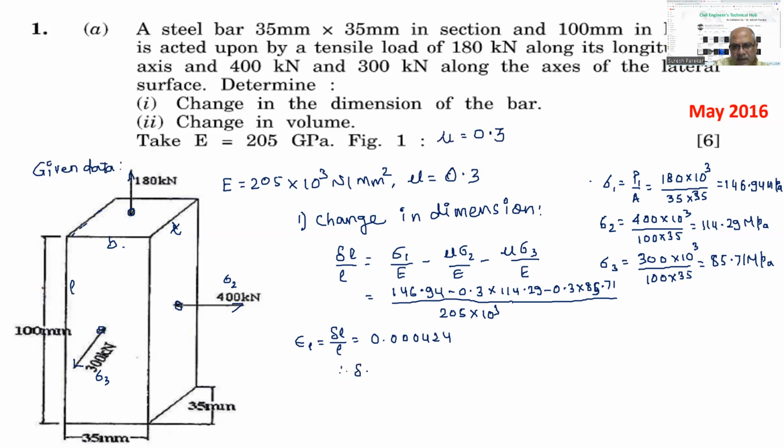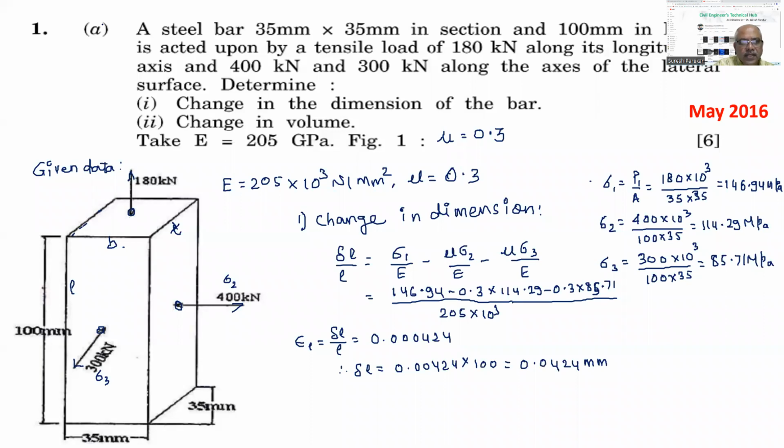From this we can find delta L, which is equal to 0.000424 and the length we have given, that is 100. And we get the increase in length, equal to 0.0424 millimeters.